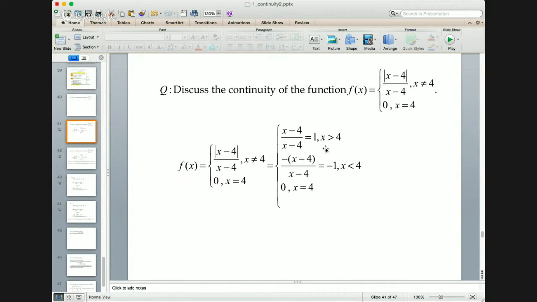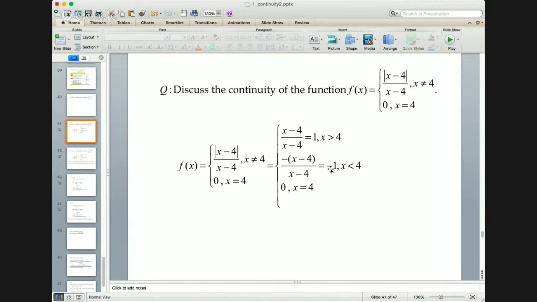If you still have a doubt, you can again think about, when x is greater than 4, is x minus 4 a positive quantity or a negative quantity? If x minus 4 is positive, then the absolute value of x minus 4 will be x minus 4. If x minus 4 is a negative quantity, which happens when x is less than 4, then the absolute value of x minus 4 will be the negative of that quantity.